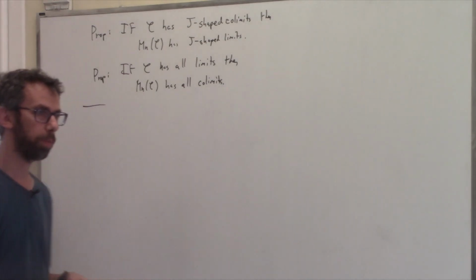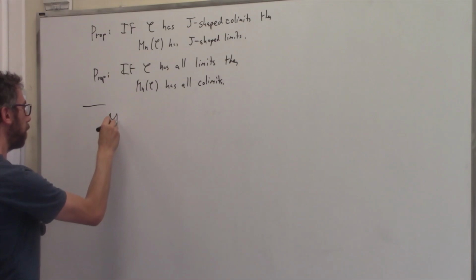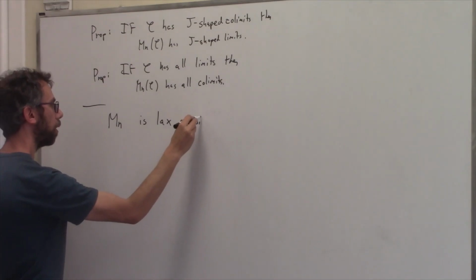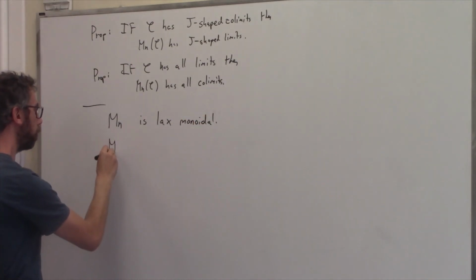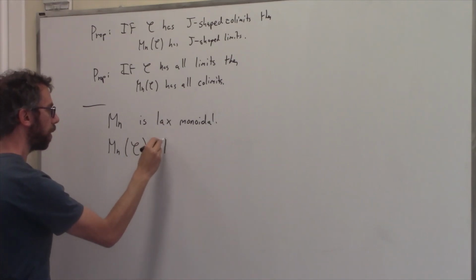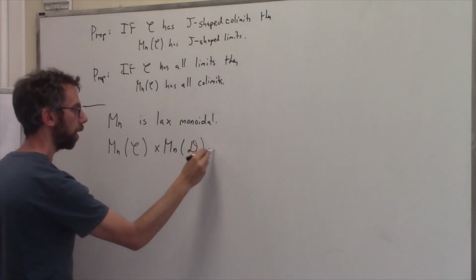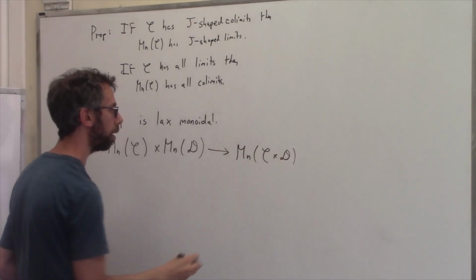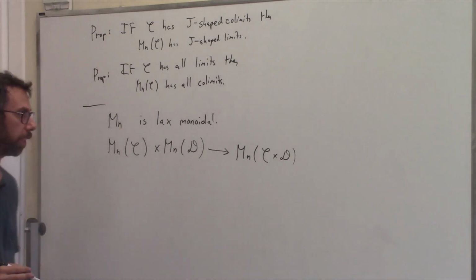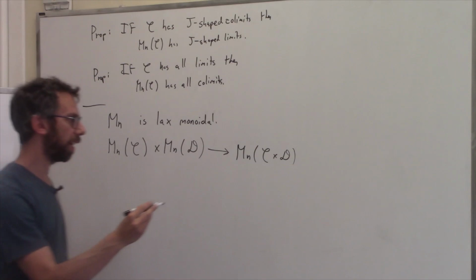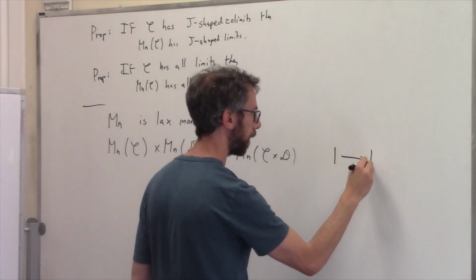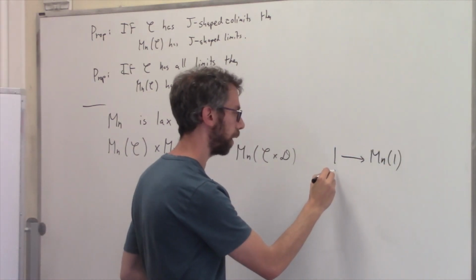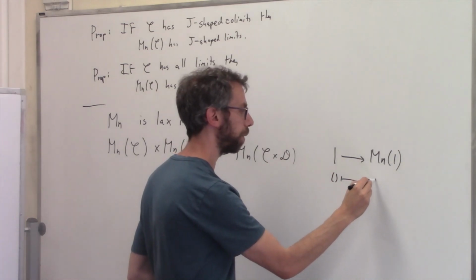Okay, so here's a fact. Menu is lax monoidal. What does that mean? That means that Menu of C times Menu of D, the free coproduct completion of C op, the free coproduct completion of D op, multiply those together, and you get a map to the free coproduct completion of C times D op. And that's half of it. And there's a map from the one object category to Menu of 1, which we already know is Set. And this takes the unique thing here to the one element set.